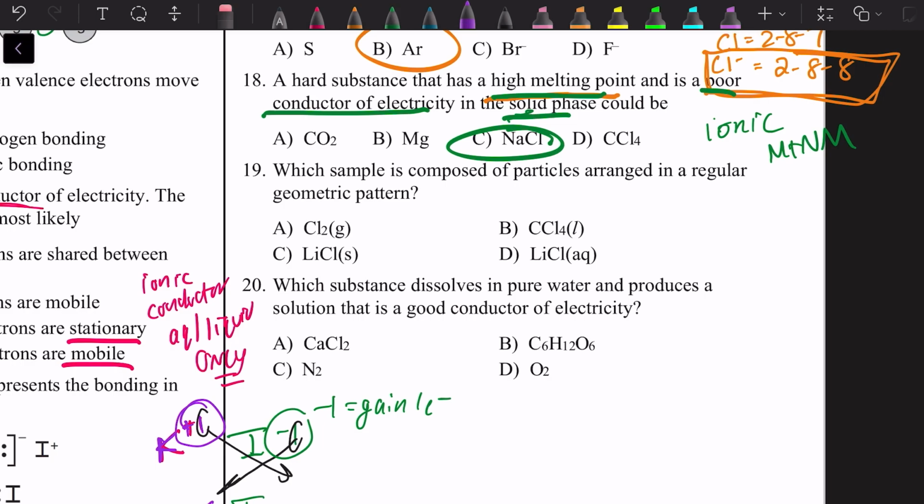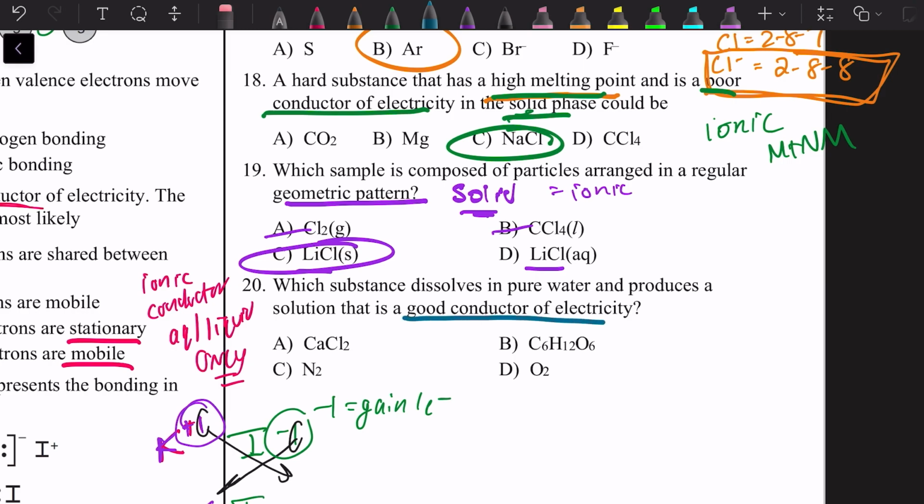19 talks about which is composed of a regular geometric pattern. So one that talks about solids, but it talks about ionic solids. So ionic compounds are C and D, but again, it has to be a solid because solids give you that crystalline structure, making it C. Number 20, which substance dissolves in pure water and produces a solution that is a good conductor of electricity. So now we've dissolved it, it's in water. Again, this is ionic. You want that metal and your non-metal, making it choice A.